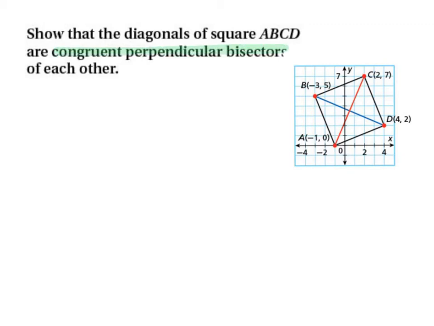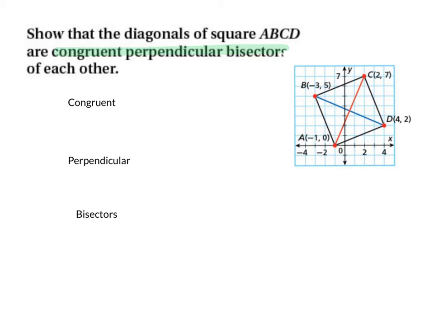So the first thing I'm going to see is if the diagonals are congruent. So let me write this. Congruent. And then down here, I'm going to do perpendicular. And then below that, I'm going to put bisectors. This helps us break everything down so that we're looking at the diagonals of the square.